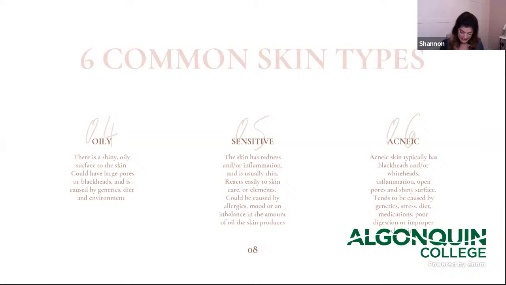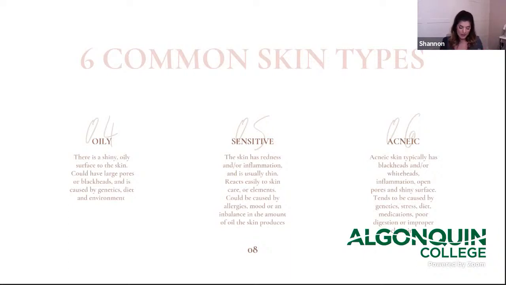And then there's acneic skin. And this one typically has blackheads or whiteheads, inflammation, pores, and a shinier surface. Tends to be caused by genetics, stress, diet, medications, poor digestion, and improper cleansing. And what's important to note with acneic skin is that we know just health-wise in general that a healthy gut can help promote general overall health and wellness throughout our entire body. But we do know that some imbalances in the gut can sometimes show up in our skin as well.